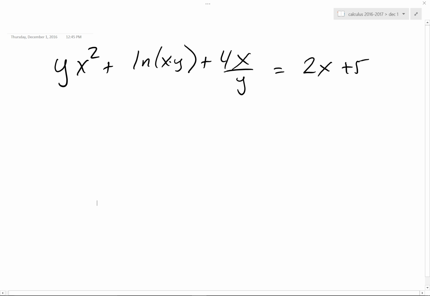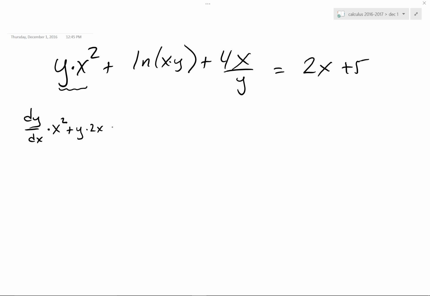Now, here's my question. When I take the derivative of this fella, that is a product rule, yes? So what's the derivative of y? It's dy/dx times the second function. That's cool. Plus the first times the derivative of the second, yes? That's easy.